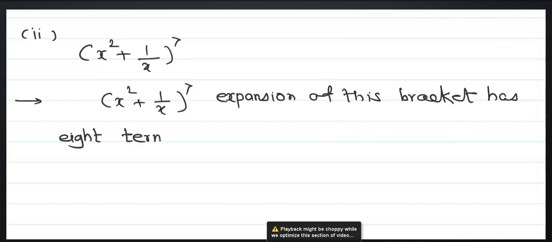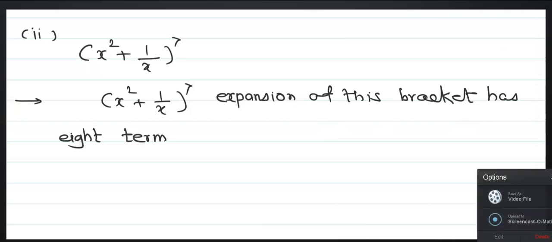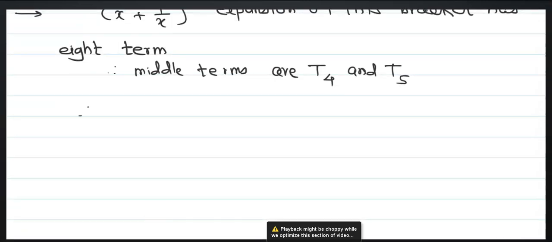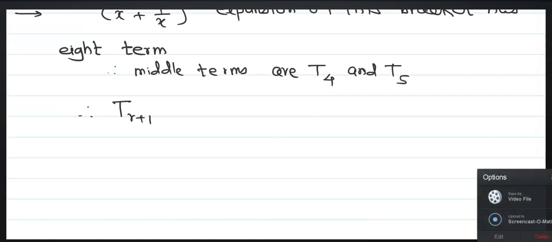In the expansion of this bracket, n is equal to 7. Then how many terms does it have? 8 terms will be there. One more, always one more term is there. It has 8 terms and that's why the middle terms are T4 and T5. This will be the middle term.